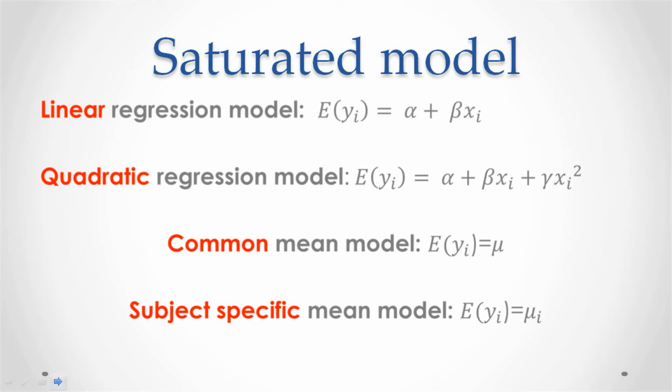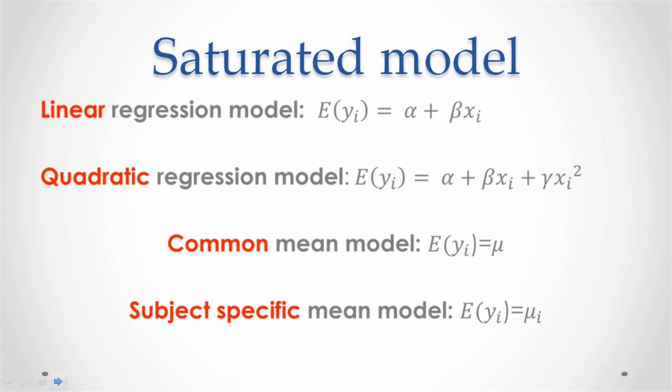Let us assume that we have data on an outcome y, which we assume for now is continuous, and information on an associated single covariate xi. Look at the sequence of models which are given on this slide. The first is the linear regression model, specified by expectation of yi equal to alpha plus beta xi.